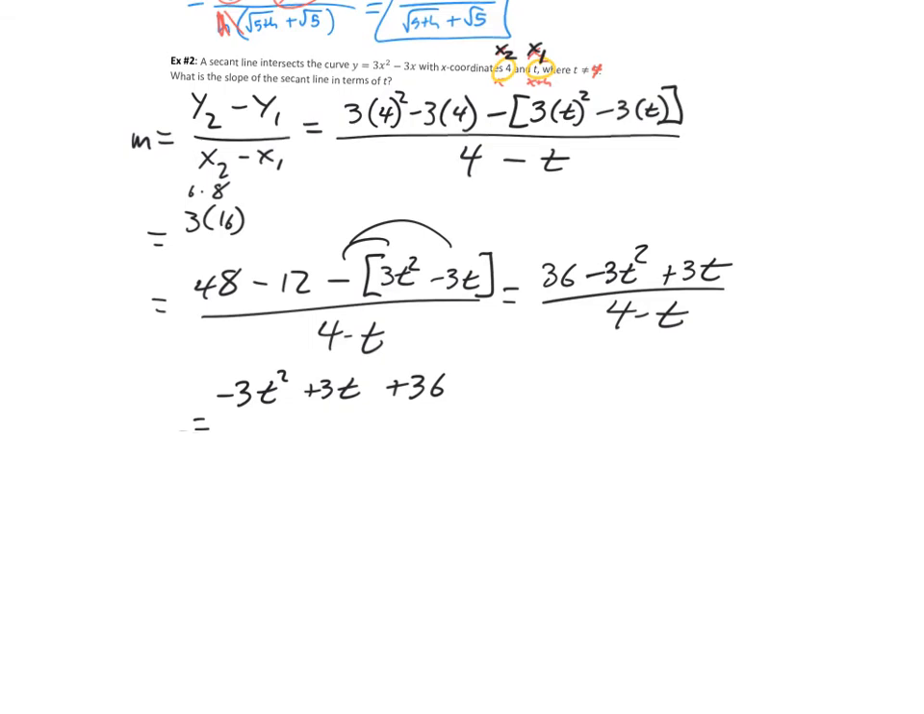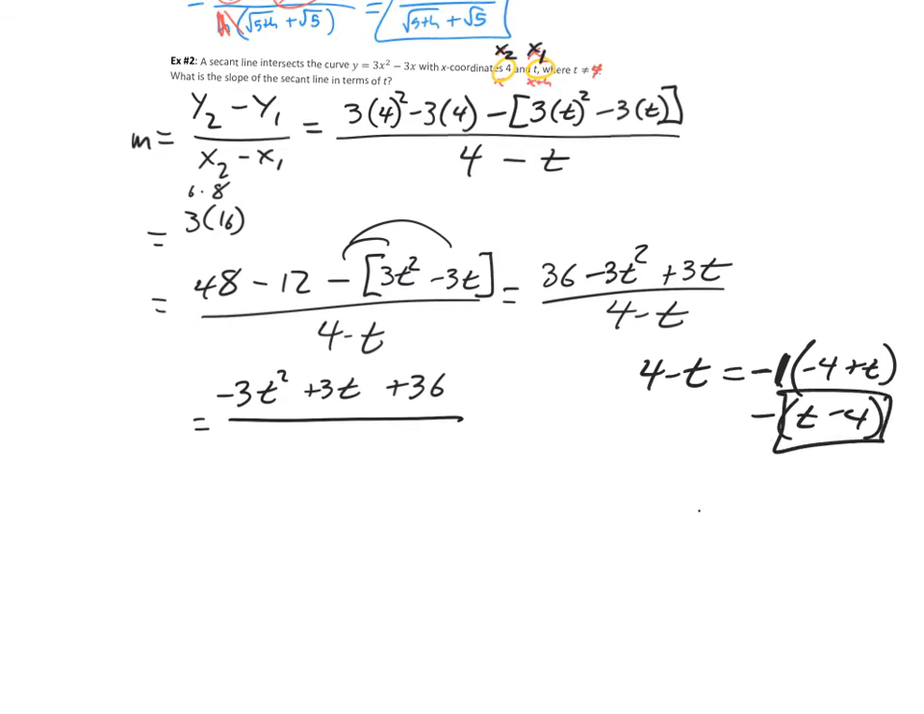And I noticed something that I might want to do to make my life a little bit easier. Because typically we don't write binomials like this. We usually write the variable first. So 4 minus t, if you think about it, if I factor out a negative 1, it's the same thing as saying negative 1 times negative 4 plus t. And then you could think of this as negative t minus 4. And that's going to be more useful. So on the bottom, I'm going to write negative parentheses t minus 4. I think you'll see why in a second.